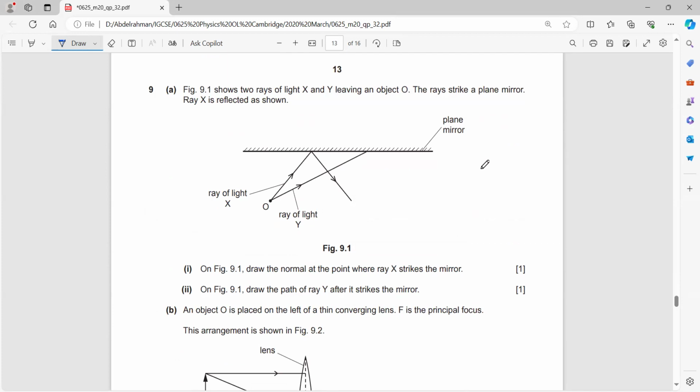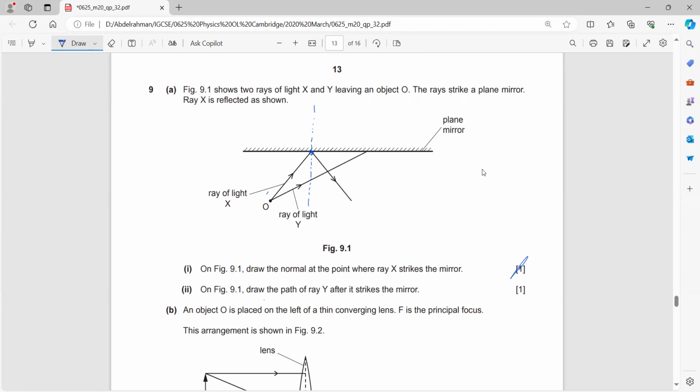Draw the normal at the point where ray X strikes the mirror. I'll draw a normal. This is a normal. You draw it using the ruler and make sure that the ruler is perpendicular to the surface. This is the normal.